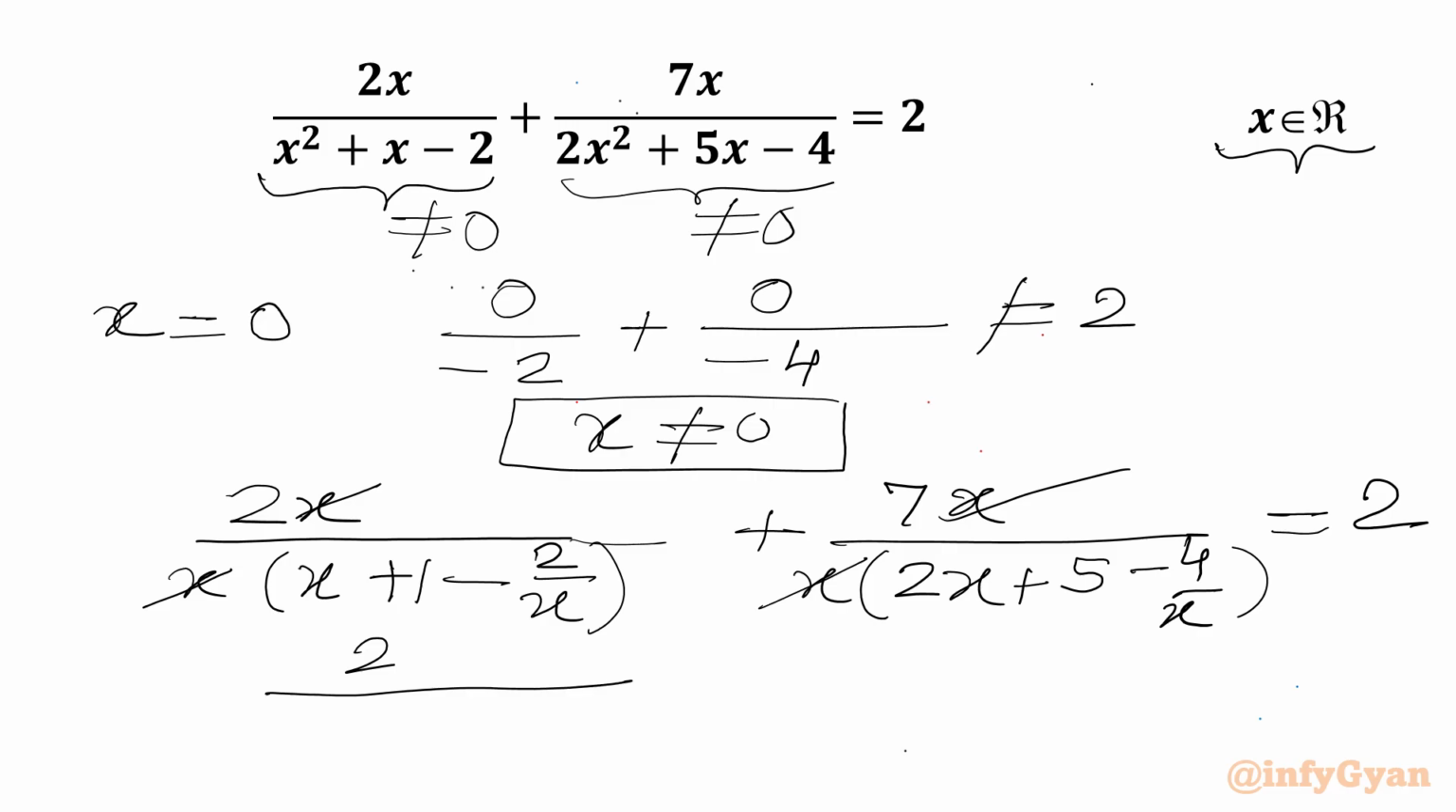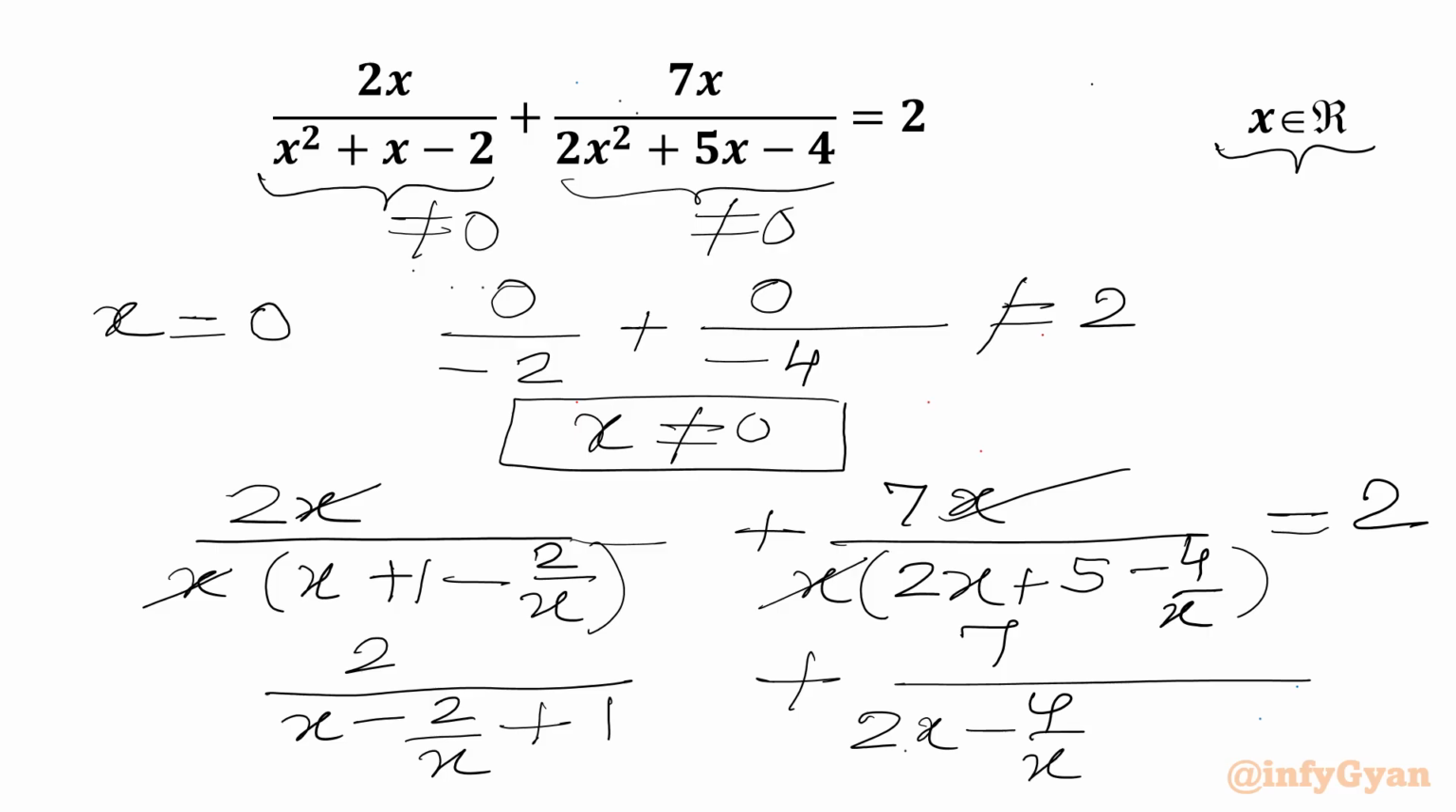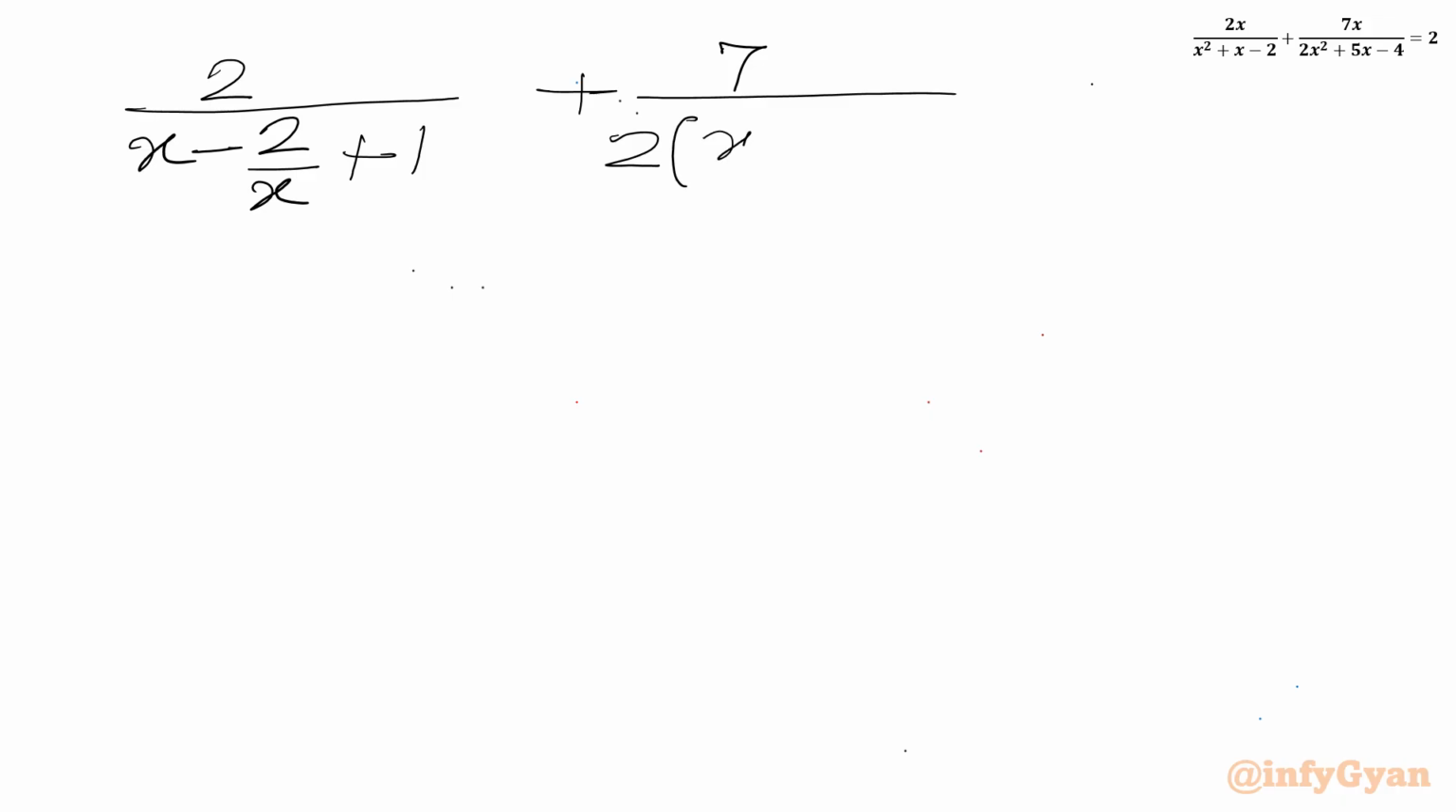I will write 2 over x minus 2 over x plus 1, plus 7 over 2x minus 4 over x plus 5, equal to 2. Now I can take 2 common from here. So I will be writing our equation as 2 over x minus 2 over x plus 1, plus 7 over 2 is common, in the bracket x minus 2 over x plus 5, equal to 2.